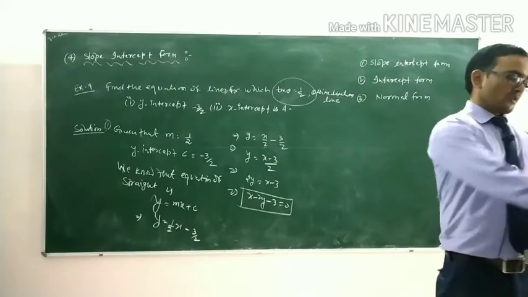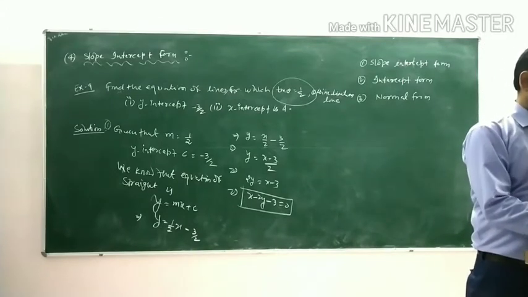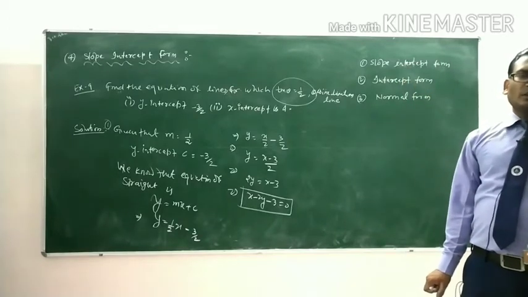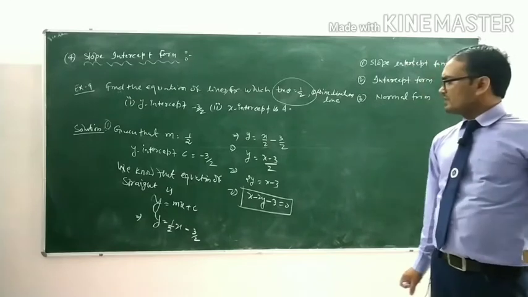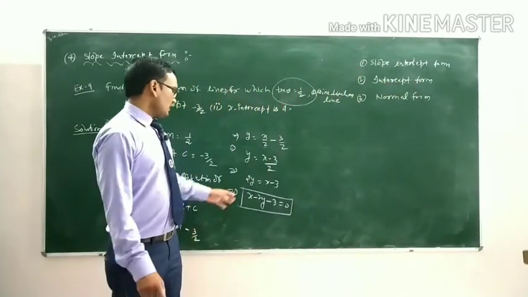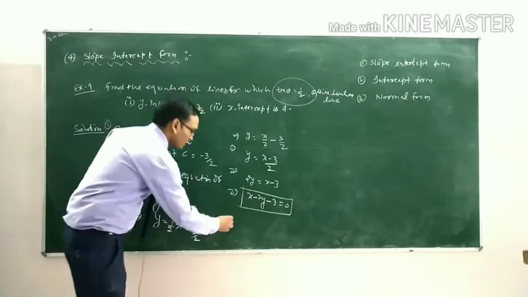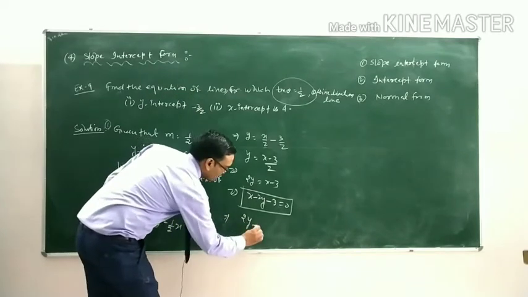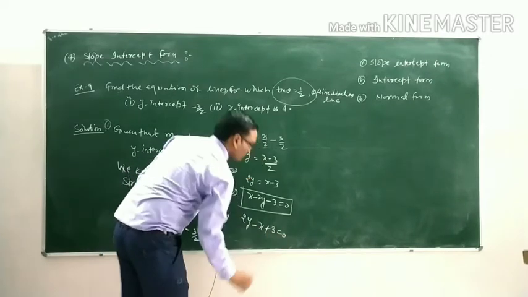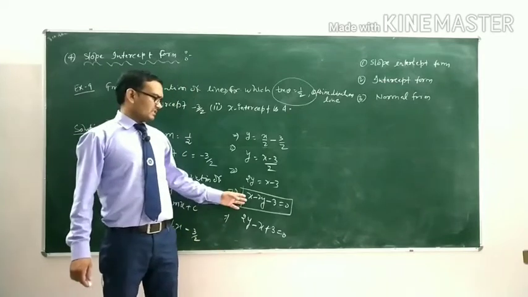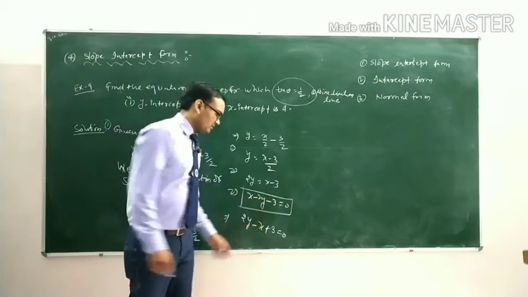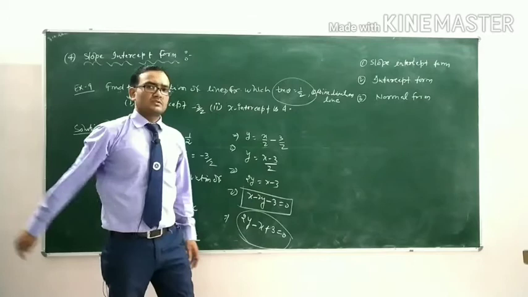If the slope of the line is 1 by 2 and the y intercept is minus 3 by 2, then the equation of the line is x minus 2y minus 3 equal to 0. In your book it is written as y minus x plus 3 equal to 0. We multiply by minus 1 on both sides of this equation. Then this is a negative, this is a positive, and this is a positive. Also this is the answer of this question.